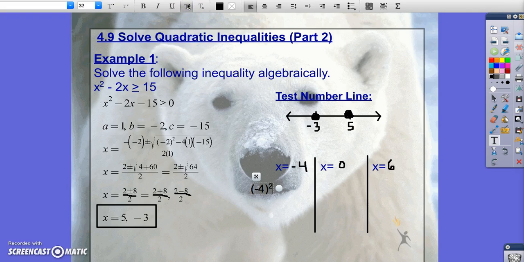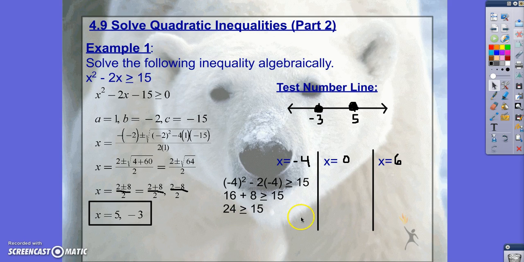So I plug in negative 4. I'm going to do this for each of them. I plug my value negative 4 in here, and I see what I get. I want to see if it's a true statement or not. So I get 16 plus 8 greater than or equal to 15. And 16 plus 8 is 24 greater than or equal to 15. And I ask myself, is this a true statement? Is 24 greater than or equal to 15? Hopefully you realize it's yes.